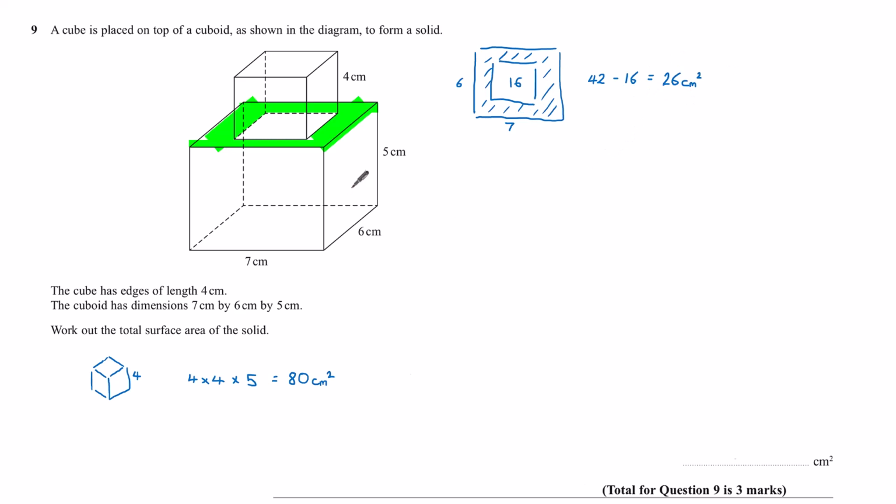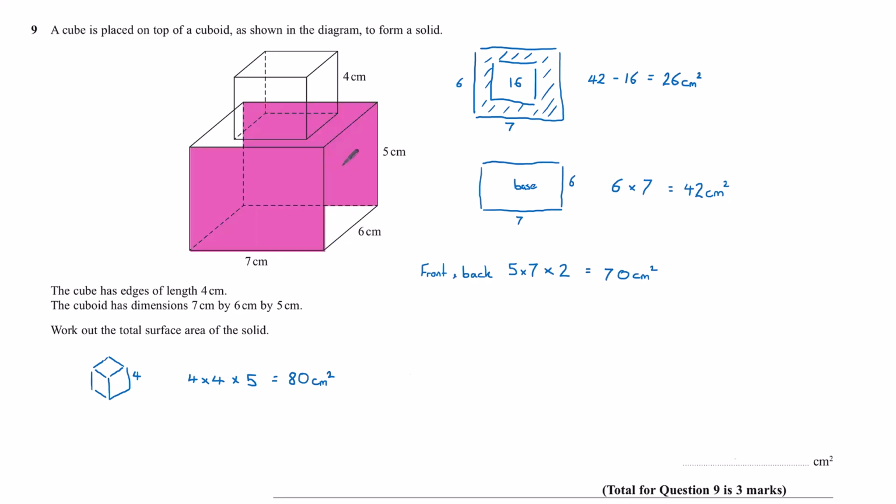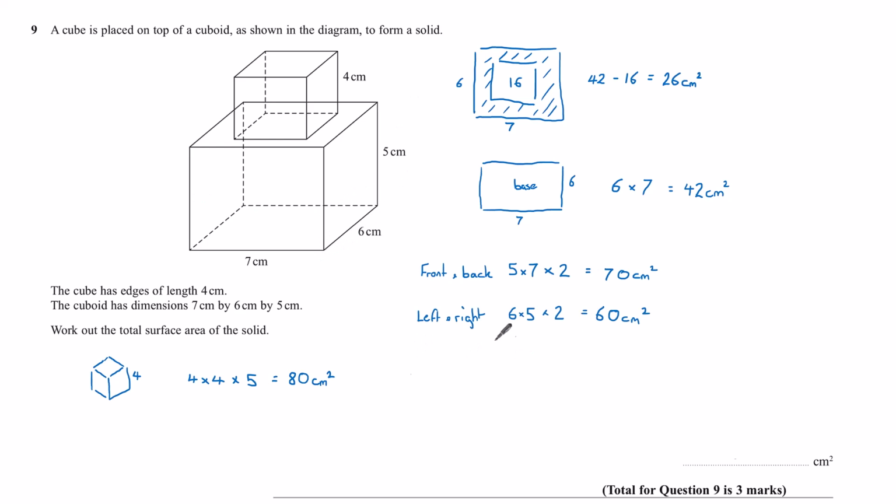And so now I've got the 5 remaining faces on the bottom. I've got a front and back, 2 sides, and the base. So let's look at the base. The base is the rectangle 6 times 7, which is 42 centimeters squared. The front and back are both rectangles 5 by 7, and there are 2 of them, so that's 70 centimeters squared. And then the 2 sides are 6 by 5, and there are 2 of those also. So 6 times 5 times 2, 60 centimeters squared.